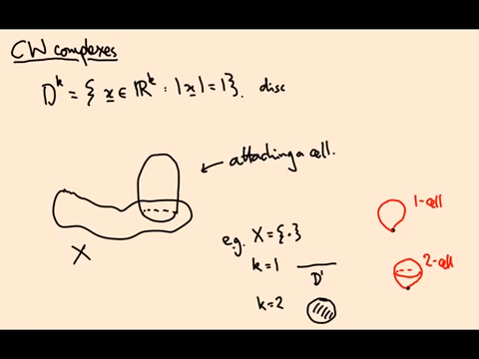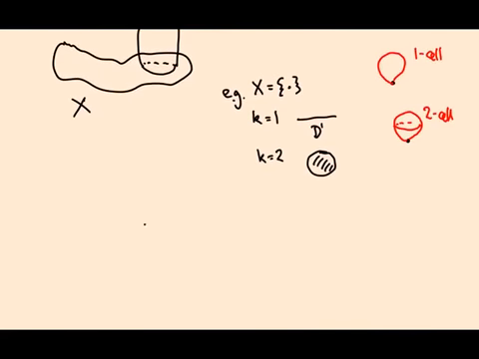You could attach several cells. So let's again start with a point. We could attach a one cell here and another one cell here. We get the figure 8 space.